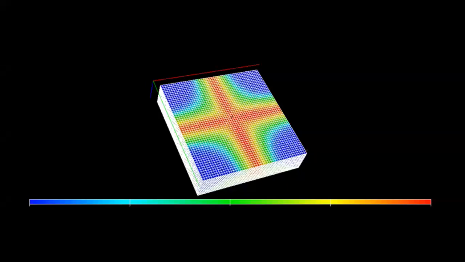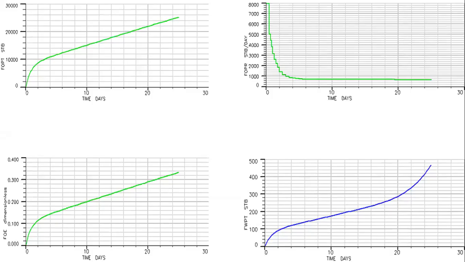In the figure below, we can see the effect of the 5-spot pattern on our reservoir. In the graphs below, we can see the total cumulative oil produced from the well versus time, oil production rate versus time, recovery factor versus time, and cumulative water production versus time.